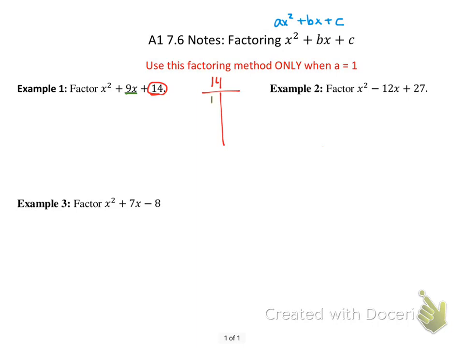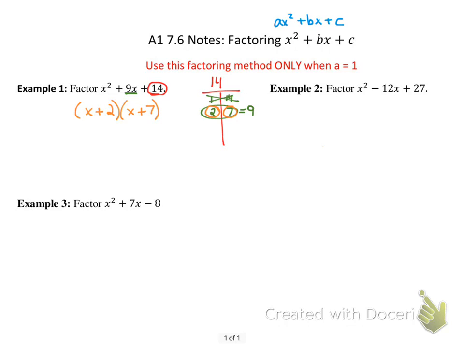14 is 1 times 14, 2 times 7, and that about sums it up. Now our goal is to make it equal 9. 1 plus 14 is 15, that's not the answer, but 2 plus 7 is 9, which means that's going to make up our factors. Now your factors look like this. You'd put in parentheses, x, the sign of the 2, so plus 2, and then x, and then your other term, plus 7. That's it. That's the answer. Let's do another one.